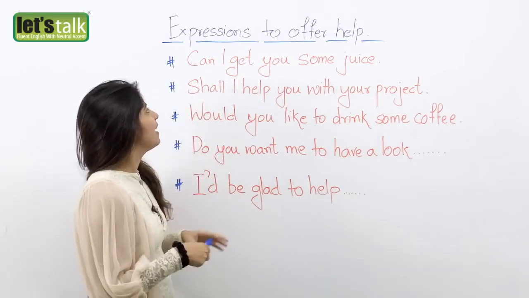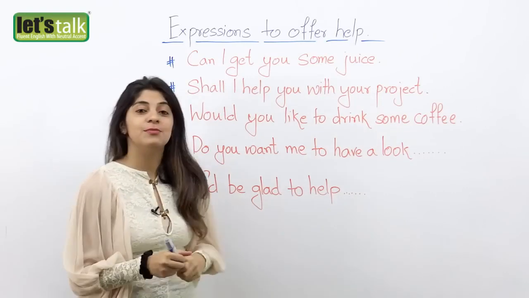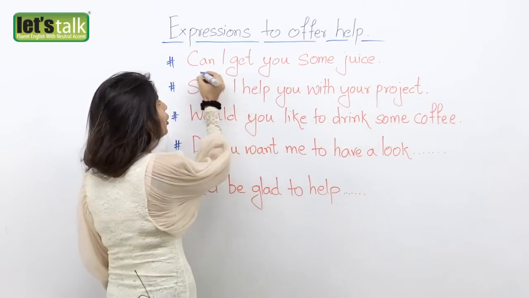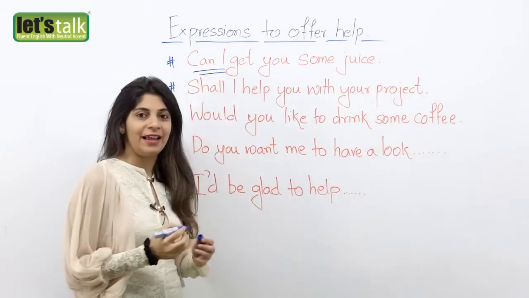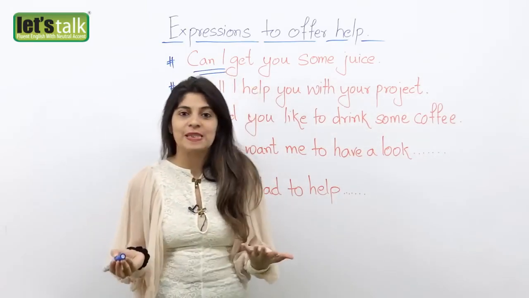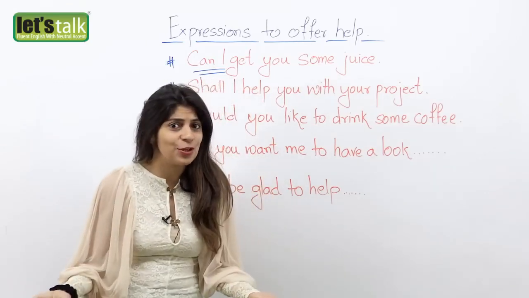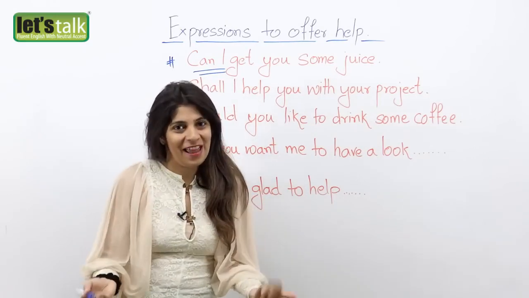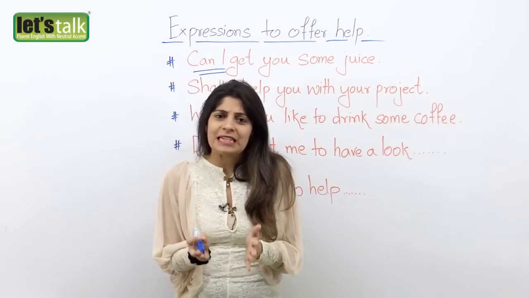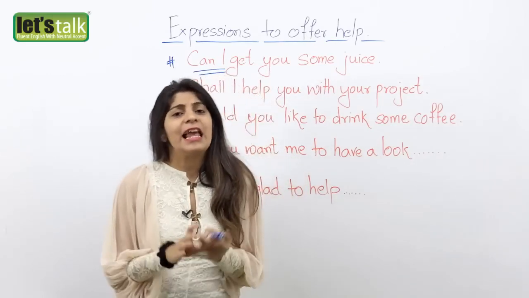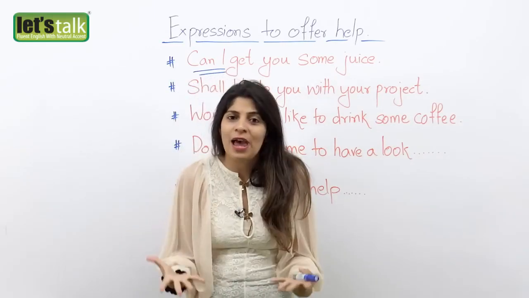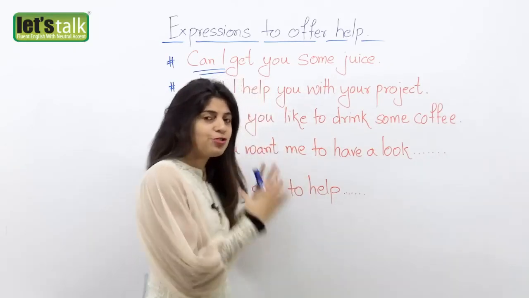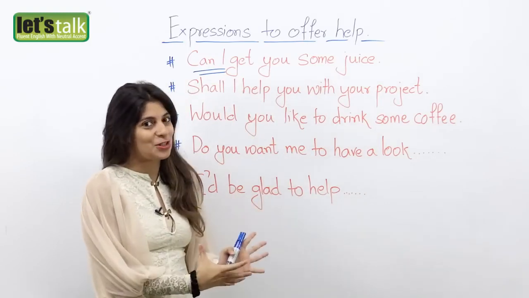The first one here is, can I get you some juice? So when you have to start making your offer, you can end up using can I, okay? Can I get you some juice? Can I be of any assistance to you? So this is the way you would begin to offer your help, okay? Because many a times I have noticed that English learners, even if they want to help, get a little nervous to open their mouth. So I'm sure these expressions would be really helpful to you.